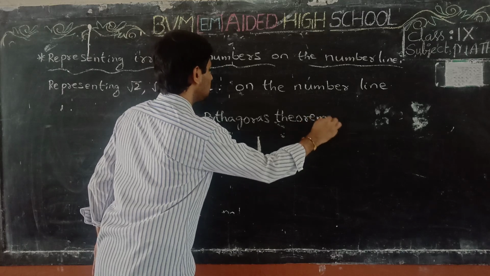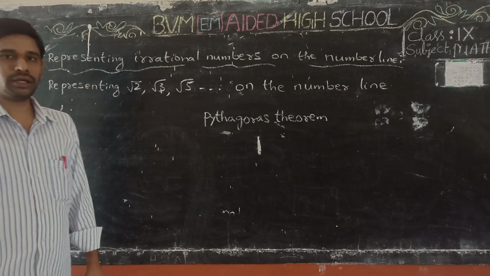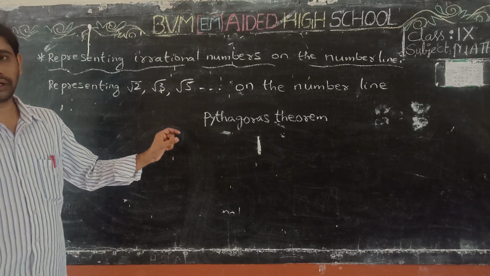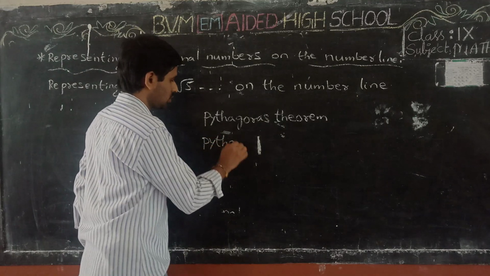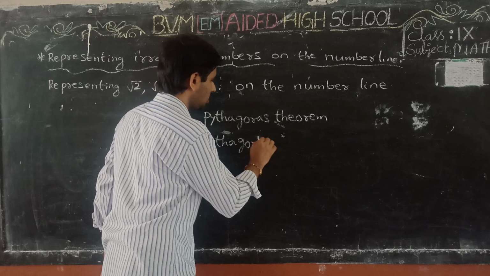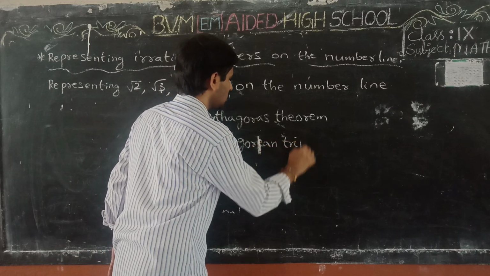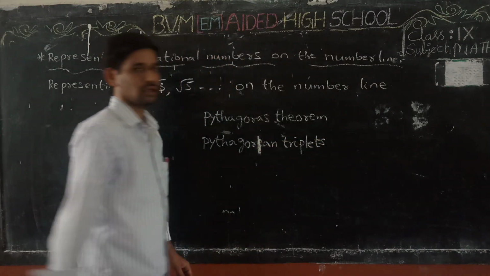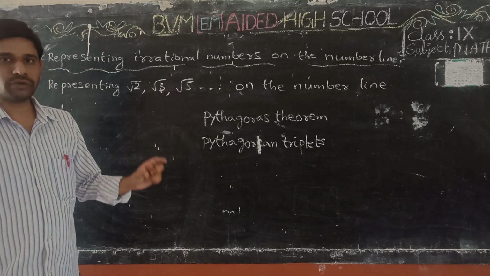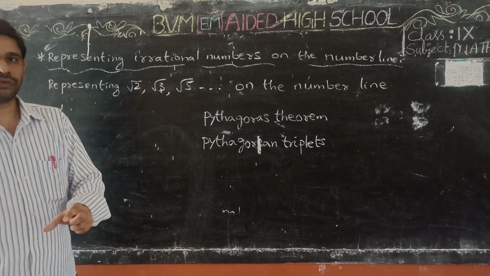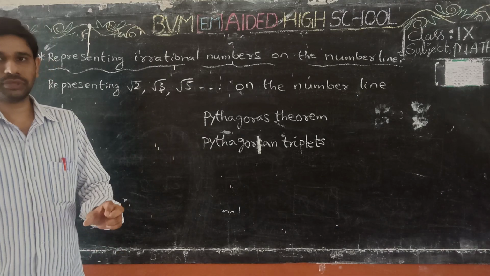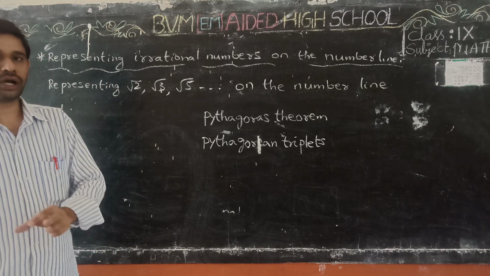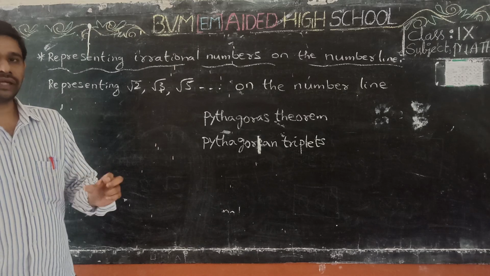Do you know what is Pythagoras theorem? You already learned about Pythagorean triplets. Do you remember what are Pythagorean triplets? The sum of squares of two numbers is equal to the square of the other number. Those are called Pythagorean triplets.